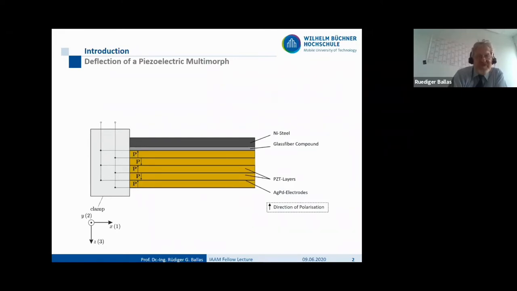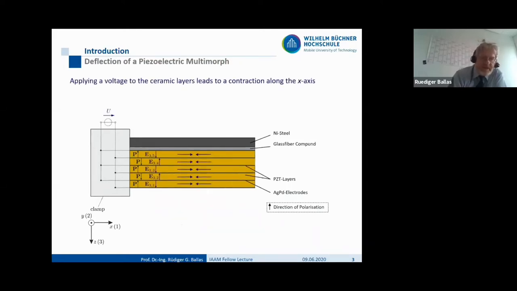You see the PZT layers have a direction of polarization, denoted with the polarization vector P. If you now apply a voltage to the parallel connected PZT layers, you will gain an electric field. The electric field is always anti-parallel to the polarization direction within the PZT layers. That results in a contraction along the x-axis, denoted with blue arrows.